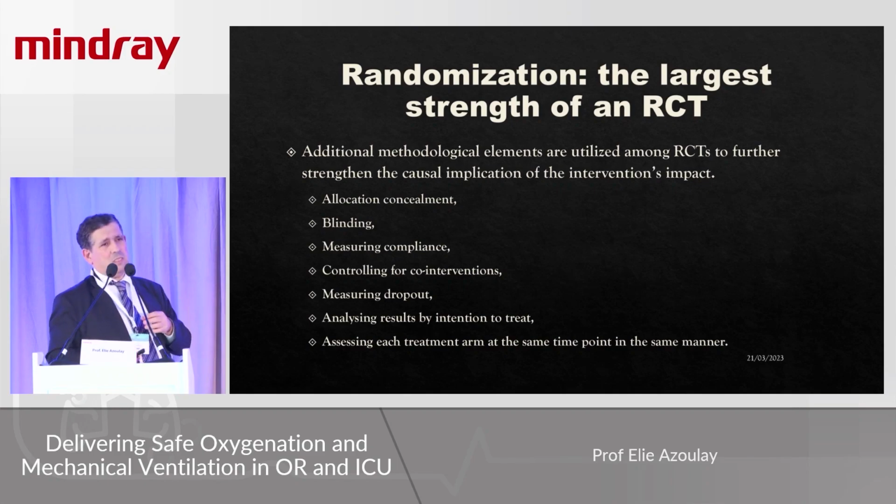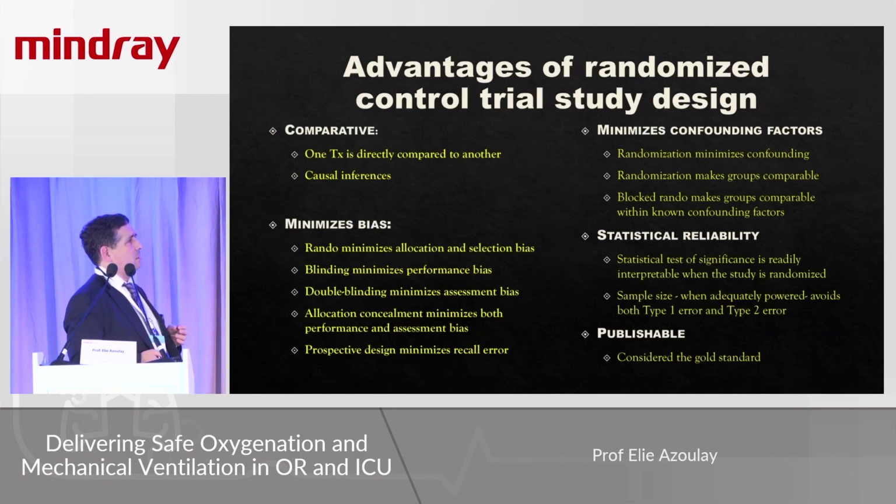Of course, the largest strength of RCTs is the randomization. And even if we can say a lot on whether we have a control group or not, randomization makes it really almost perfect. Or if it's not, you can question other things. But we know that there are other strengths, like, for example, allocation concealment, blinding when it's blinded, measuring compliance with the interventions, controlling for co-interventions, measuring dropout, and analyzing the research by ITT, which also makes it, I would say, pure. And of course, you can assess each treatment arm at the same time point based on the study design.